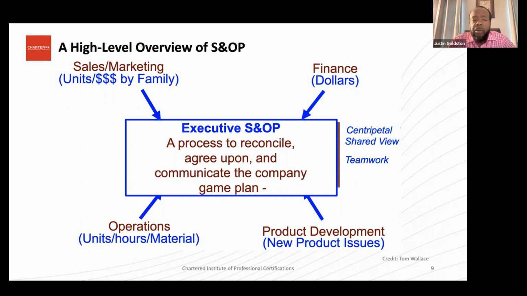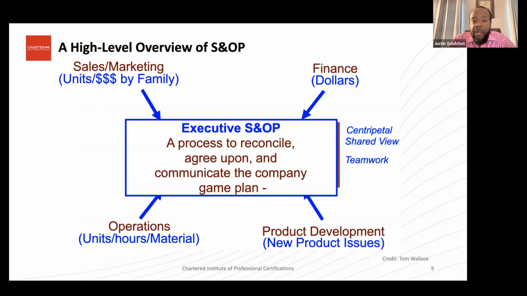So, for example, sales and marketing is going to provide the input and forecast from a unit perspective by family. So we want to begin at a high level. We're going to do it at the family level, and then we're going to drill down. And then finance is going to provide us with the budget that we have from an inventory perspective, from an administrative perspective, from a warehouse perspective, in terms of the budget that we have to produce those goods and services.